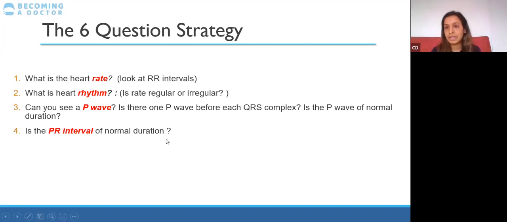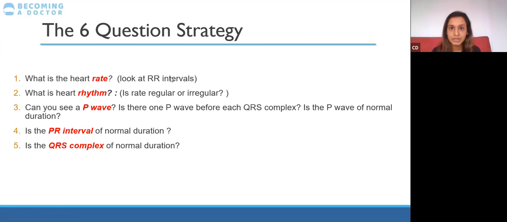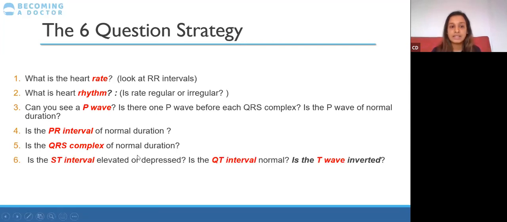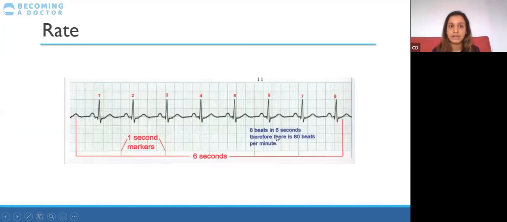Then we've got, is the PR interval of a normal duration? Is the QRS complex a normal duration? And is the ST segment elevated or depressed? Is the QT interval normal? And is the T wave inverted? So I'm just going to go through these one by one now.